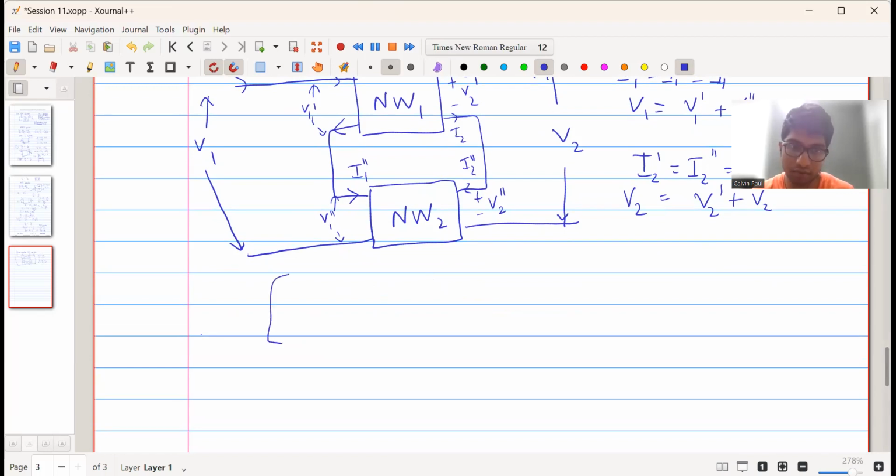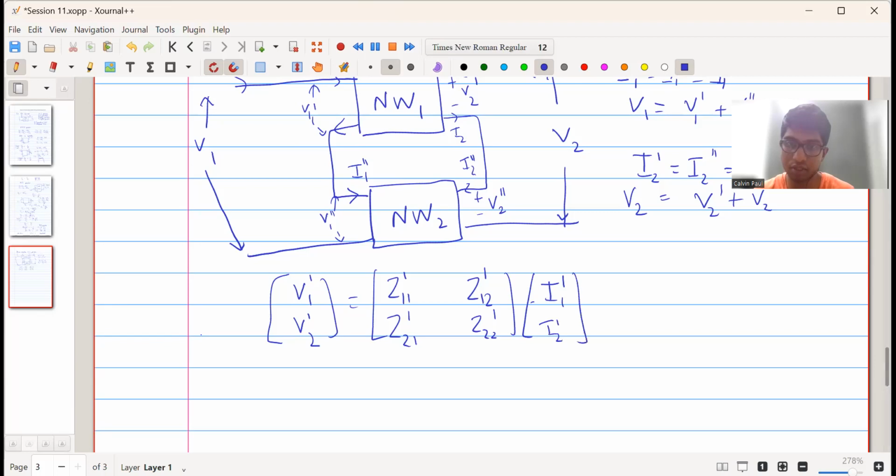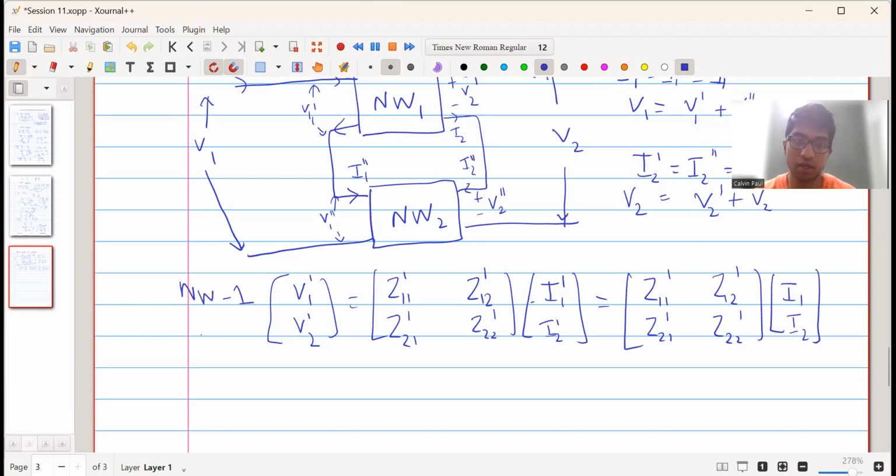So we have V1, V2 (V1 prime, V2 prime) equal to the matrix Z11 prime, Z12 prime, Z21 prime, Z22 prime into I1 prime and I2 prime. Since I1 prime is equal to I1 and I2 prime is equal to I2, we can write it as the matrix Z11 prime, Z12 prime, Z21 prime, Z22 prime into I1 and I2. So this is for network 1.